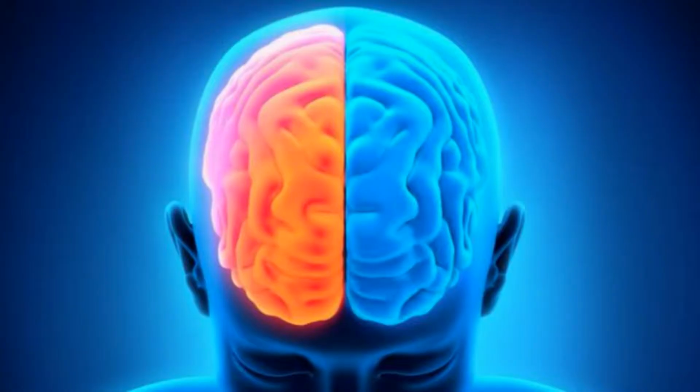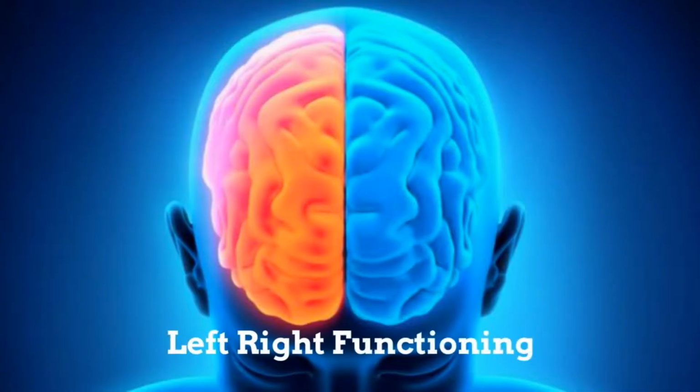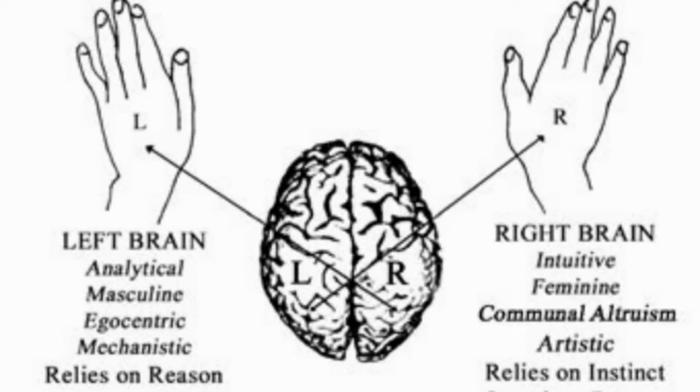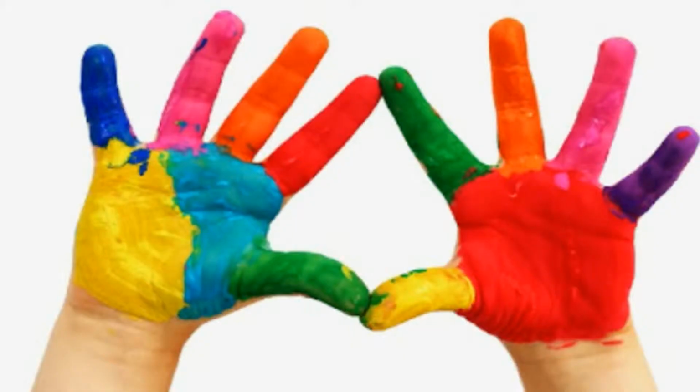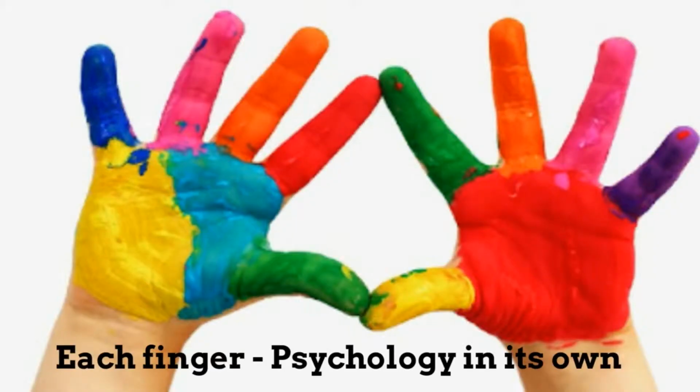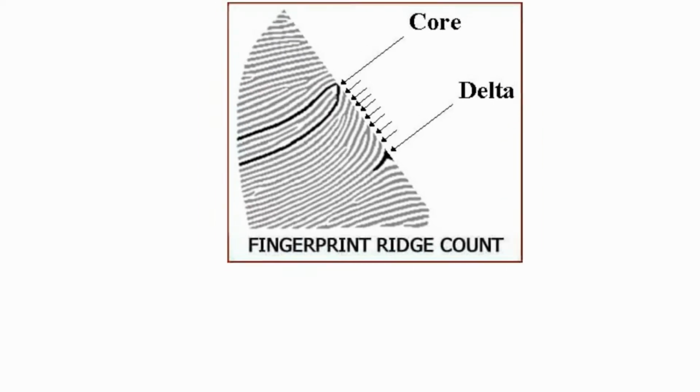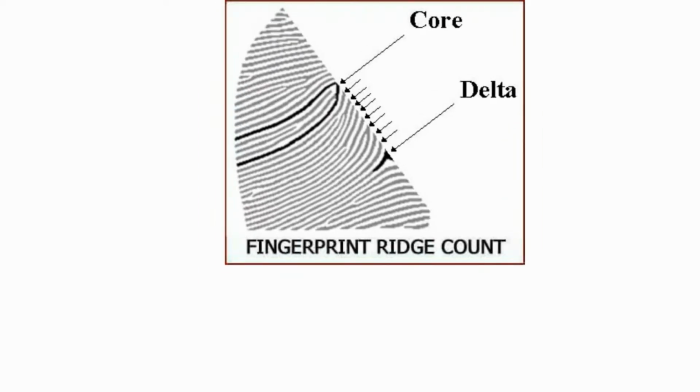The third parameter is about the left-right functioning, where we're talking about the left brain, right brain, and how it influences the opposite hand. So the left hand indicates the right brain and the right hand indicates the left brain. You have 10 fingers, and each finger has a psychology of its own. And each of those fingers, in the next column, has the ridge count or the percentage based on the ridge count.